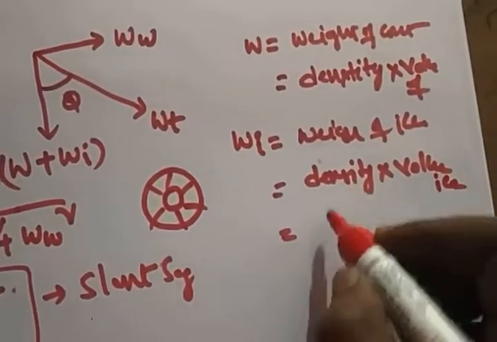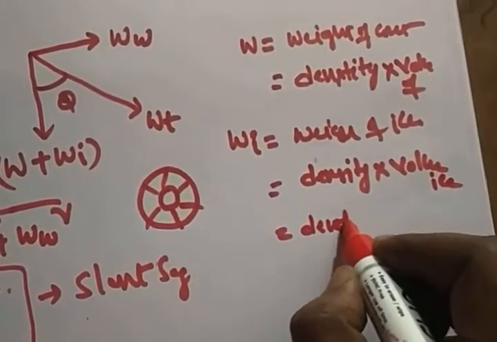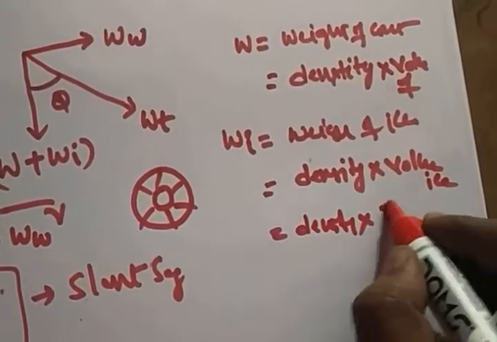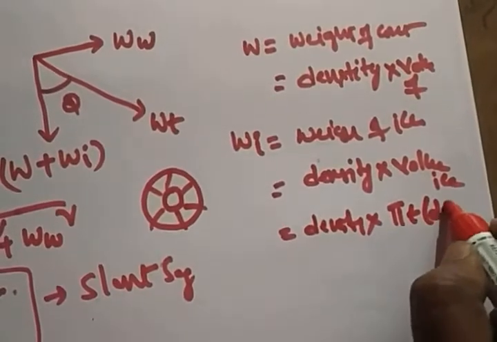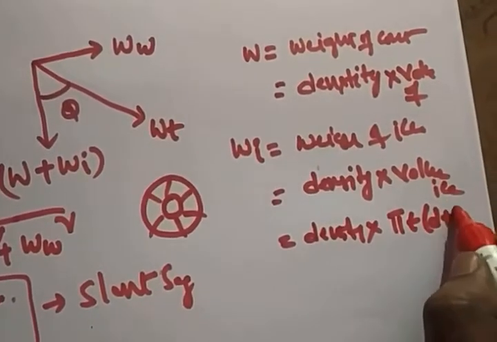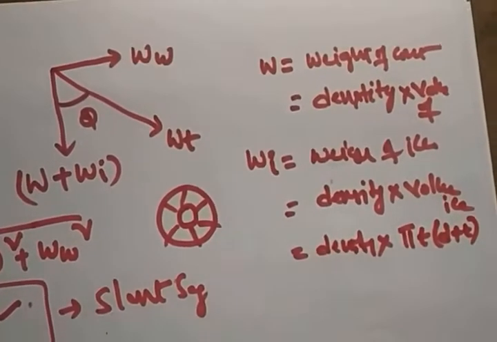Right, what is the density? You know the density. They will give the density. If you solve, we derived it in the last session. So what is the formula? Pi t into (d plus t). So this is the formula that we derived.